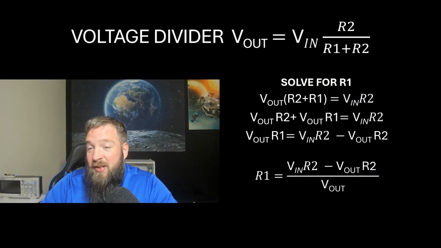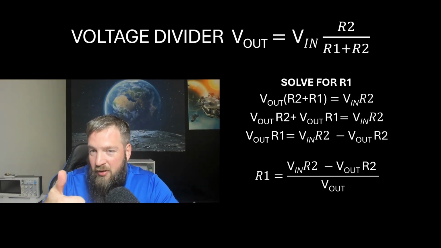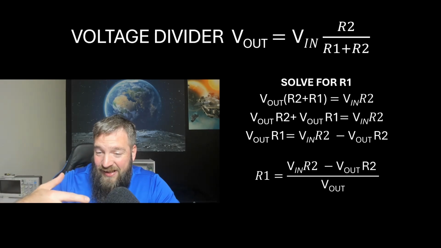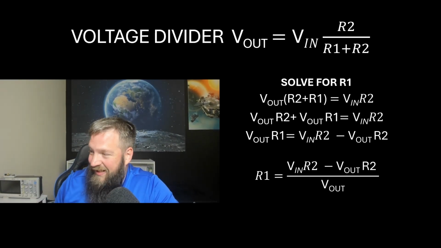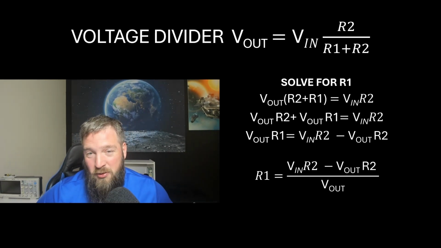All right. For this one, we just solve for our R1. We're going to know what our input voltage is. We know, or we can measure, what our output voltage is. And we know what R2 is. So all we need is to solve for R1 as shown on the screen. Well, let's get into our microcontroller example.